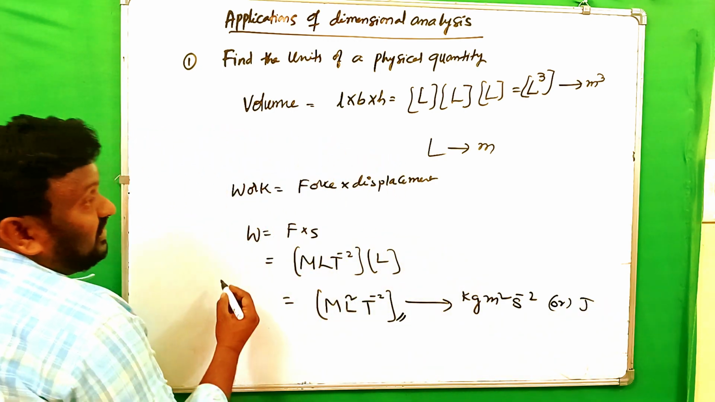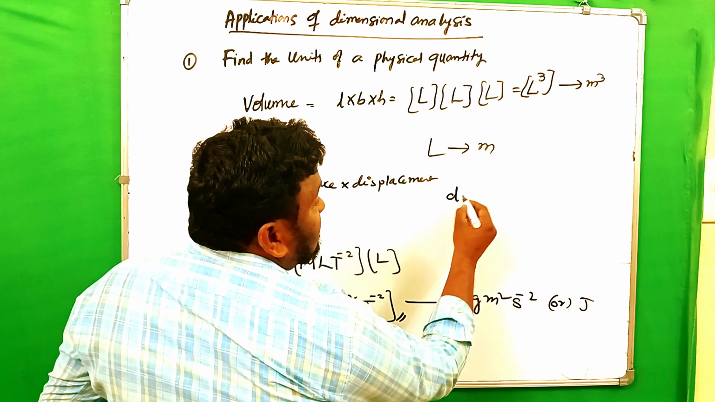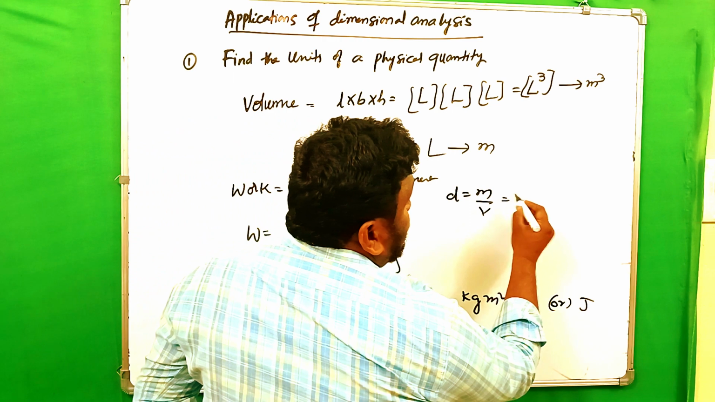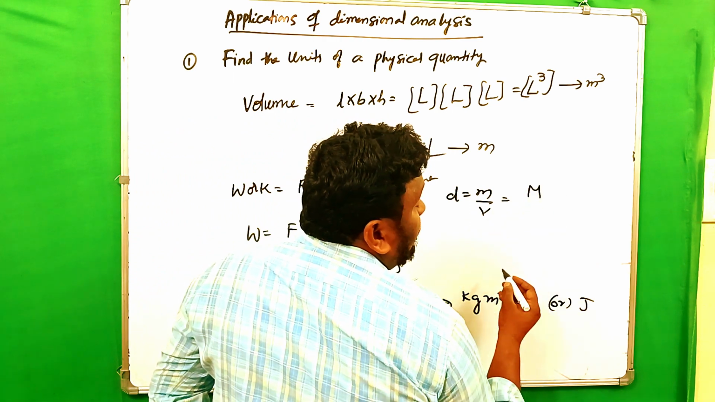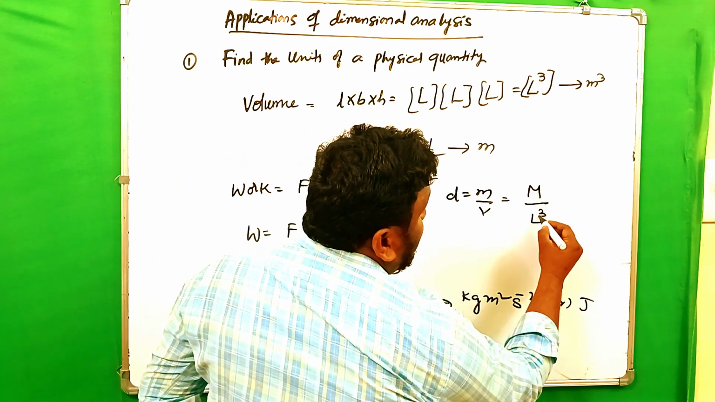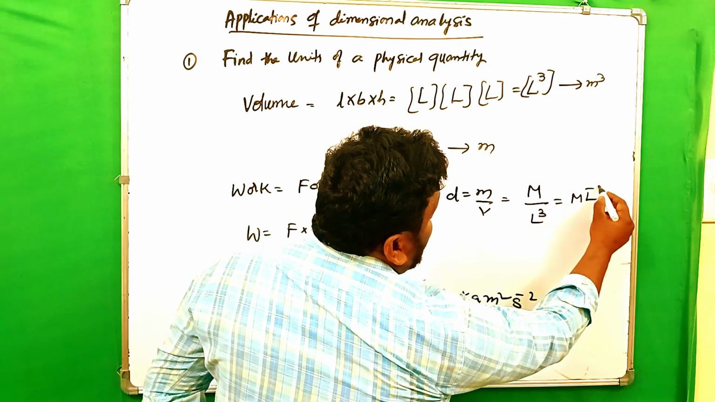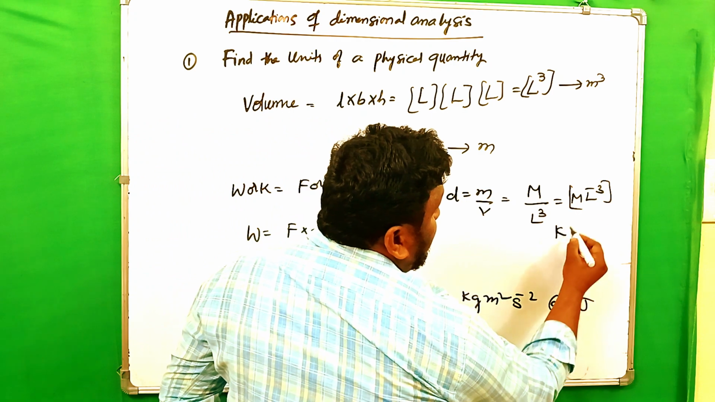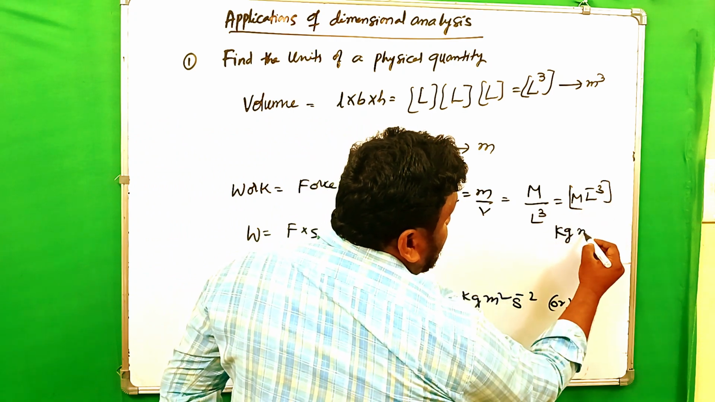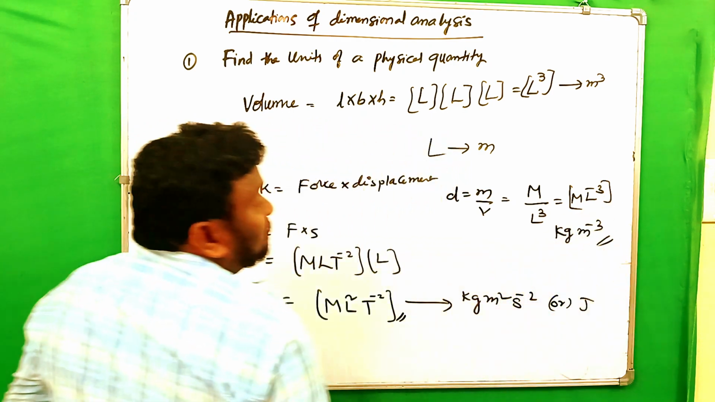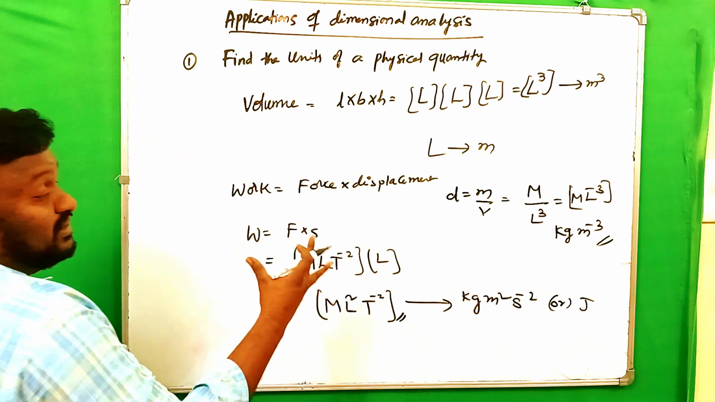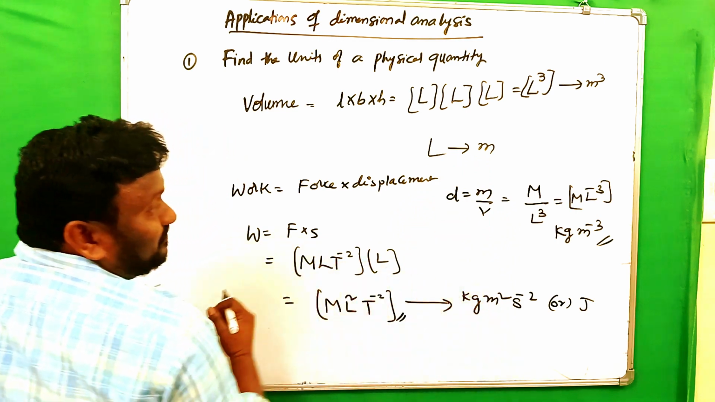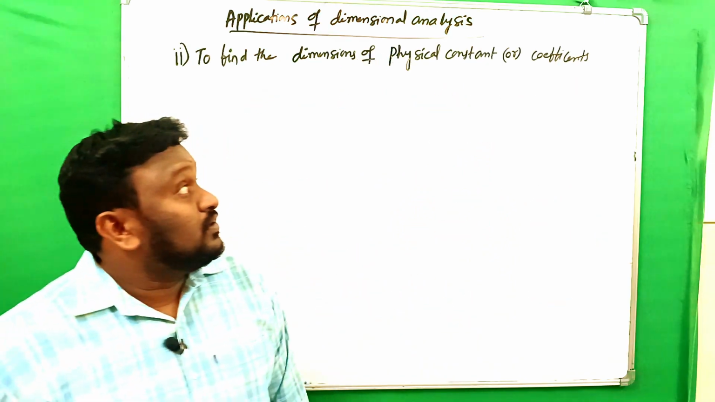Clear? And similarly we can go for density. What is it? Mass per volume. Mass has the dimension of capital M, and volume is L cubed. So it is M L inverse 3. The unit of mass is kg and of length is meter, so meter inverse 3. So in this way, by using dimensional analysis, we can write the units for different physical quantities in the same manner. Clear?